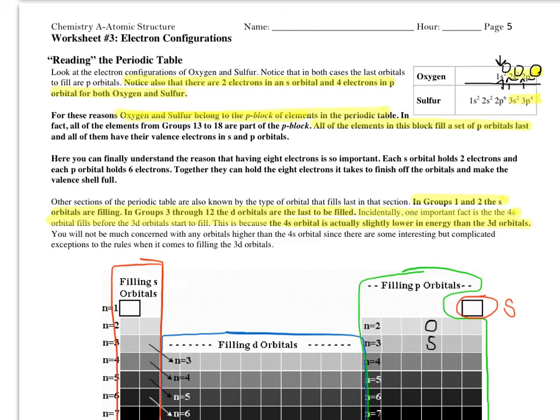Okay? All right. So it's not telling you in an electron configuration anything about protons or anything about neutrons, but it's telling you in a really specific way where all of the electrons are.